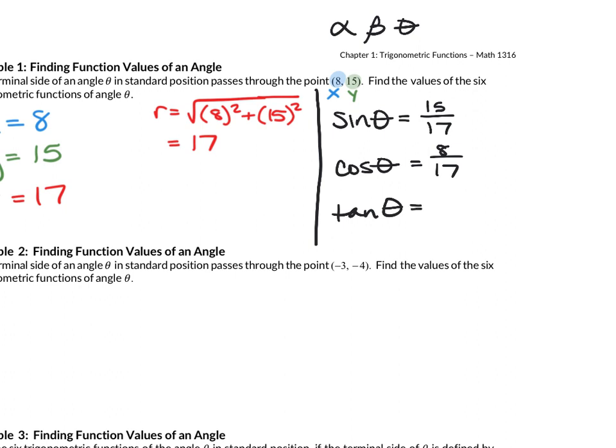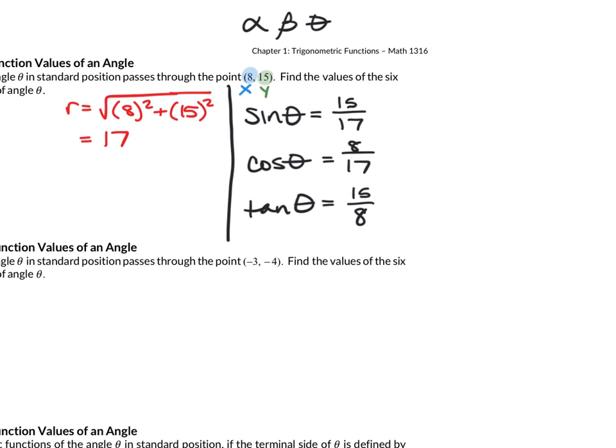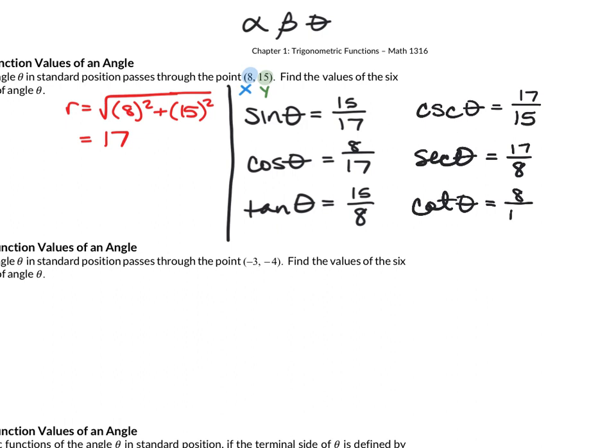Tangent of theta, if we look at our formula, is the y over the x, so we have 15 over 8. If we keep going and do the other 3, they're just the reciprocals. I find it easiest to do sine, cosine, and tangent first, because when I do cosecant, which matches up with sine, I just have to flip those numbers over, 17 over 15. When I do secant of theta, I match it up with cosine and flip those numbers over. And when I do cotangent of theta, it is just the flipped over version of tangent. And there are the values of the 6 trig functions.